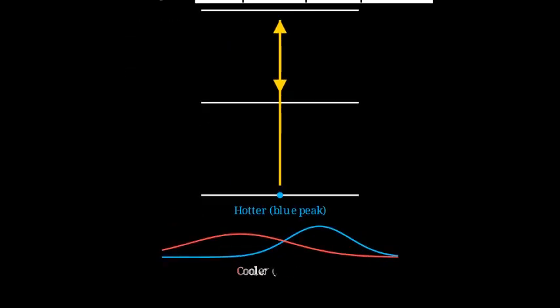Thermal radiation. All dense objects emit light. Hotter objects emit more total light and peak at shorter wavelengths. That is Wien's law. Hotter means bluer, cooler means redder.